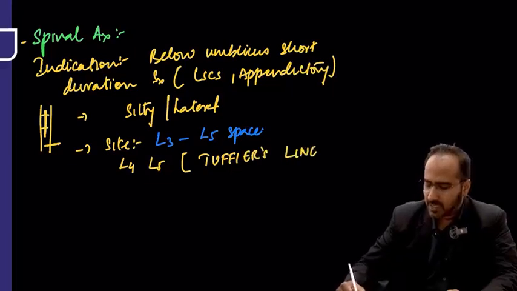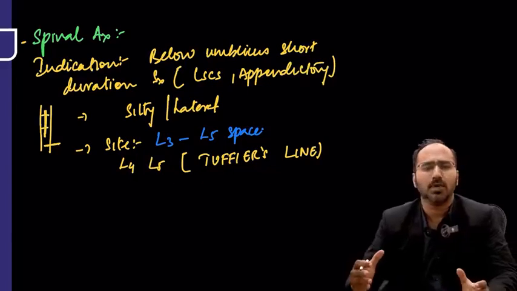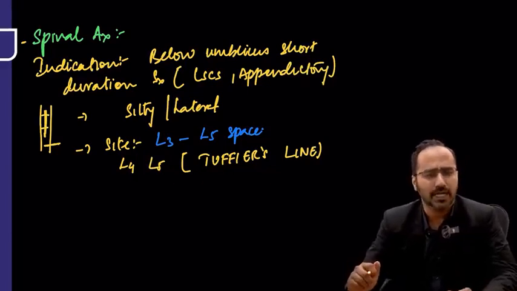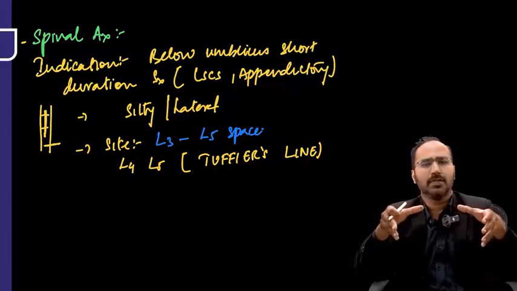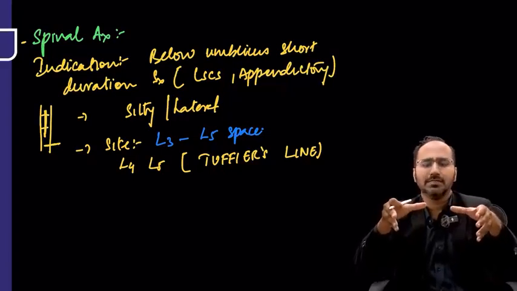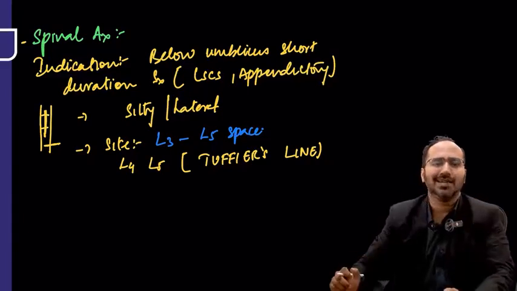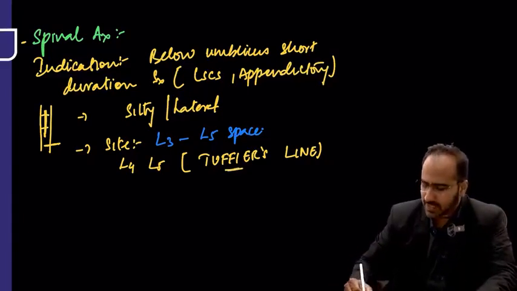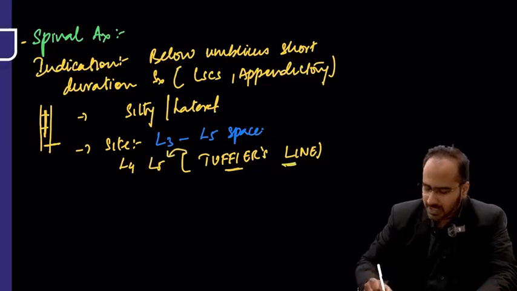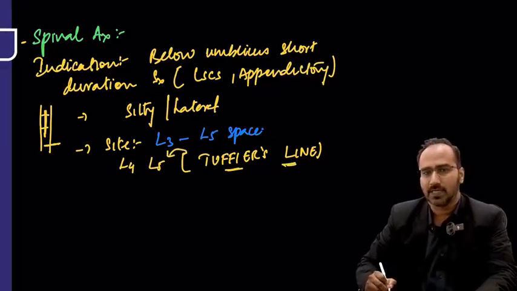Tuffier's line is nothing but you keep your hands on the highest point of the iliac crest and thumbs like this. Okay, you stand at the back of the patient, keep your hands and thumbs like this. An imaginary line can be created between your thumbs, that is called Tuffier's line. That indicates that you are in the L4, L5 space.